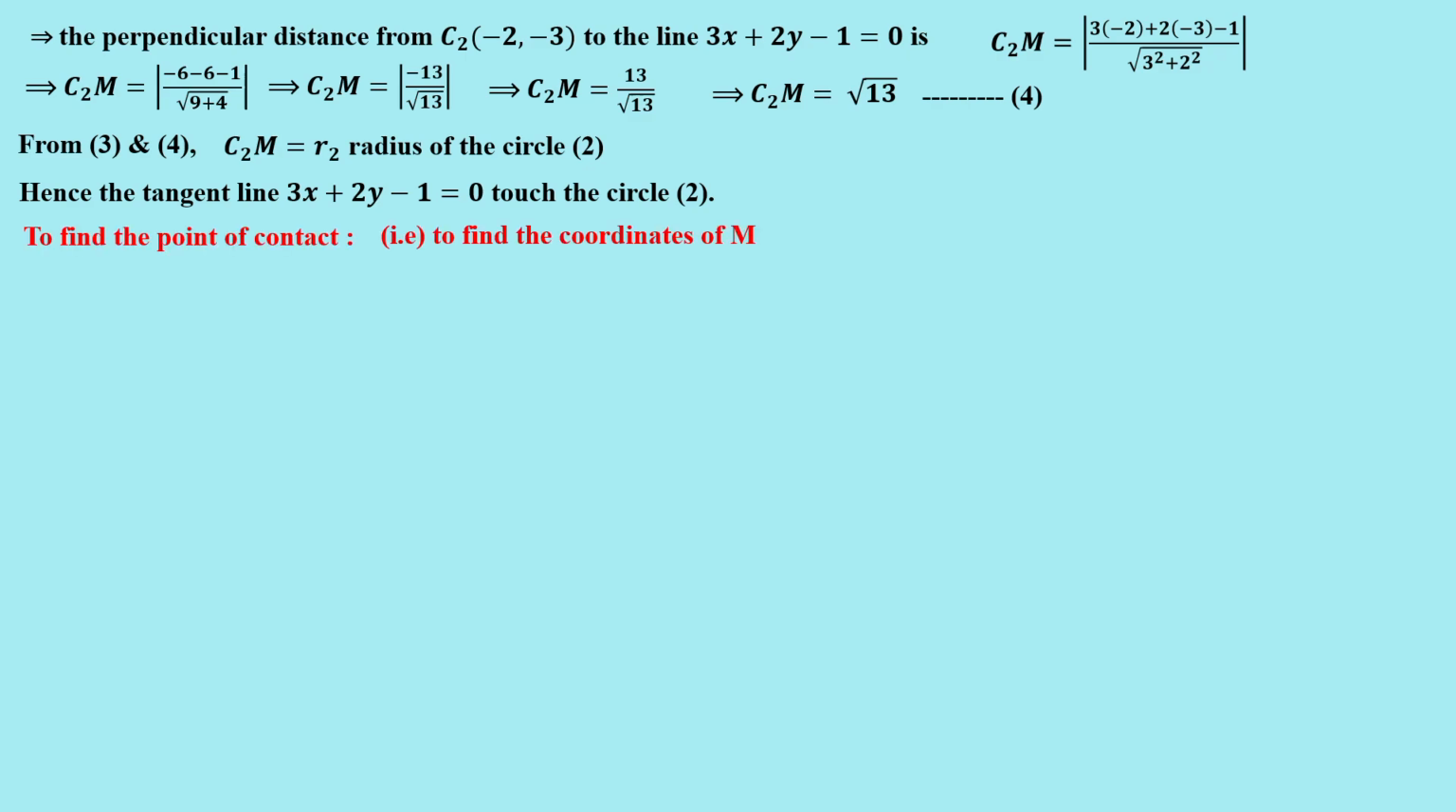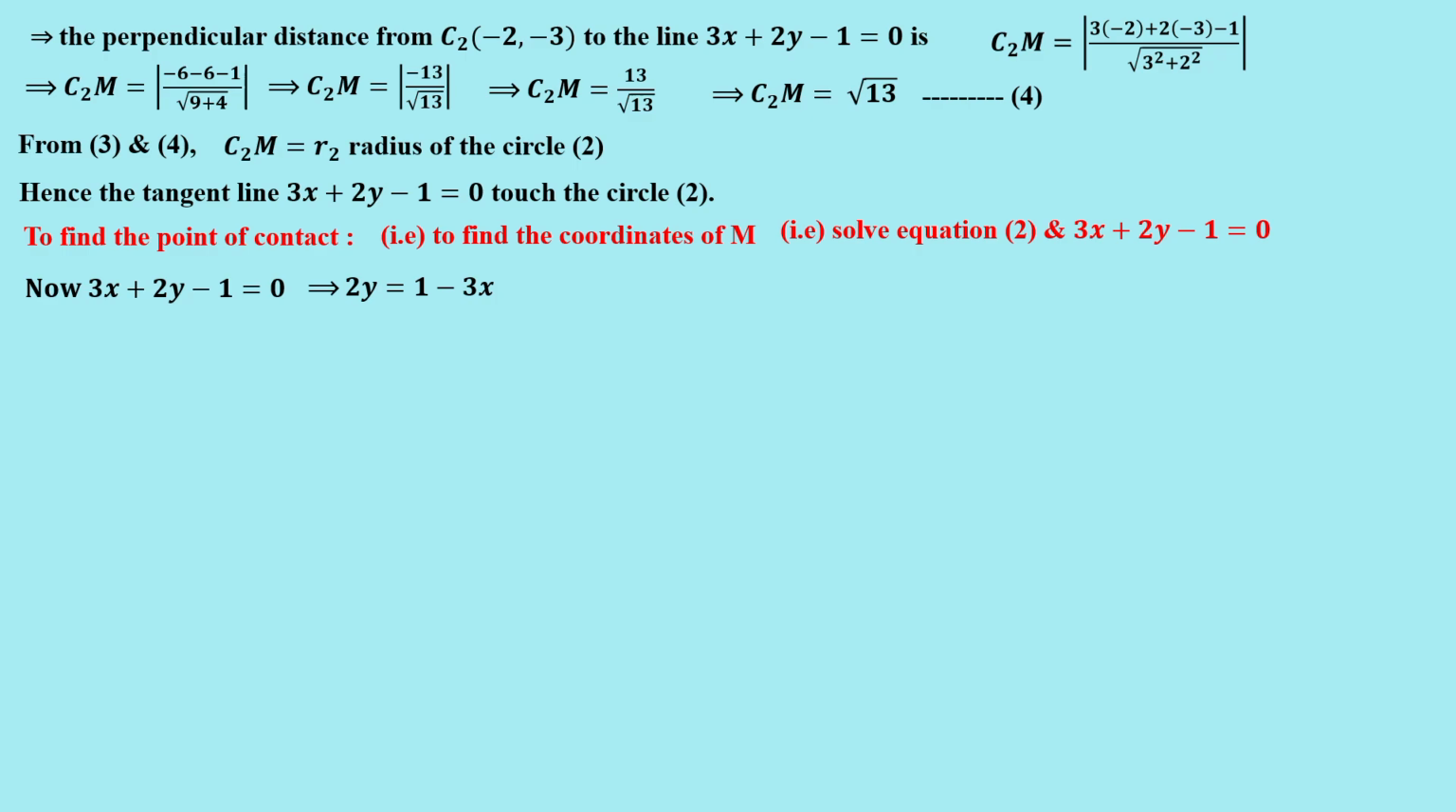To find the point of contact, we need to find the coordinates of M, right? The point of contact, the touching point, is the point of intersection of the second circle and the tangent line 3x + 2y - 1 = 0, that is the coordinate of M. So solve equation 2 and 3x + 2y - 1 = 0.